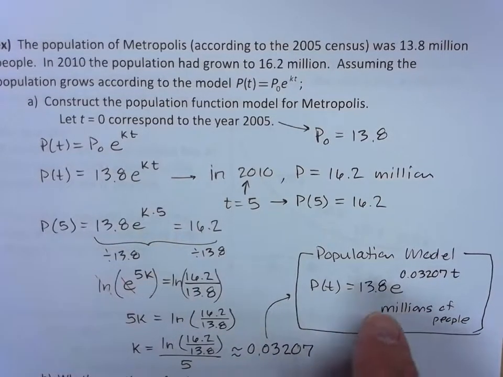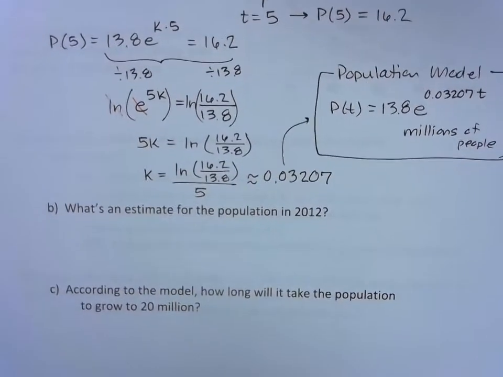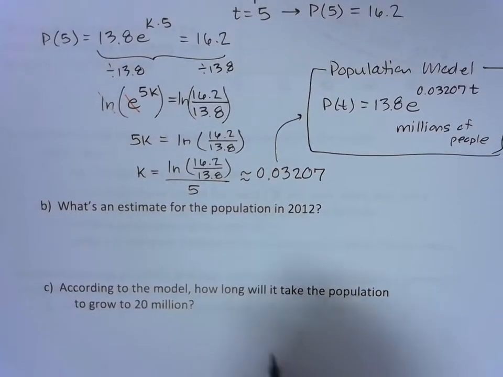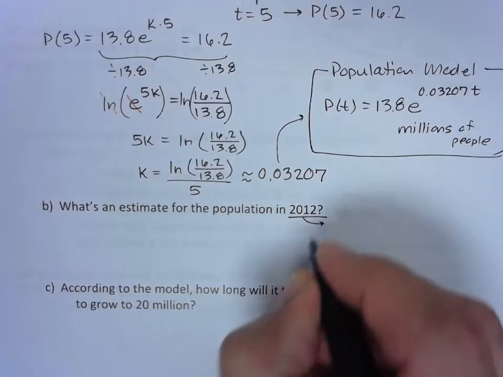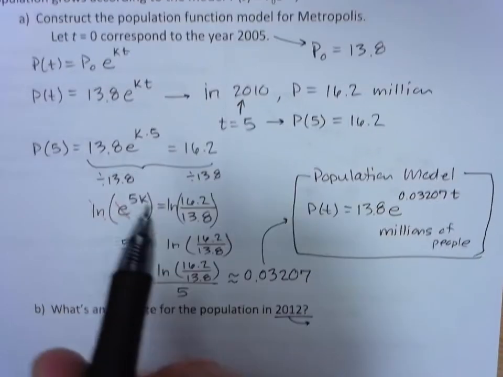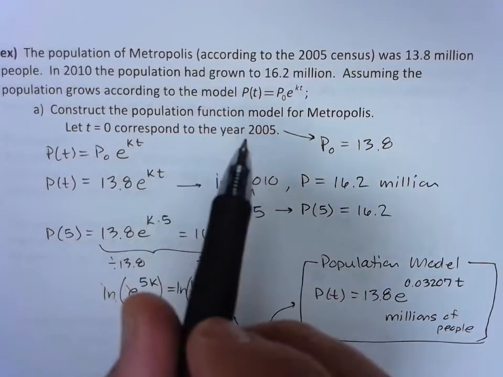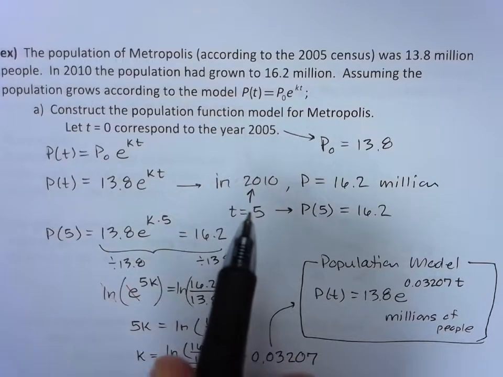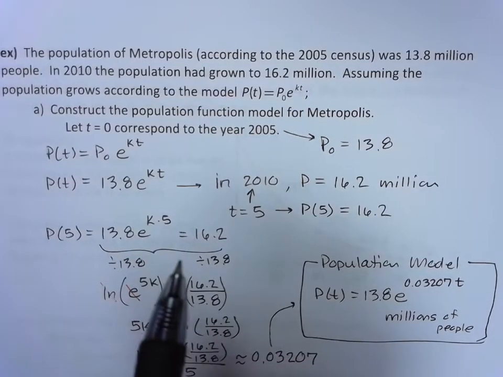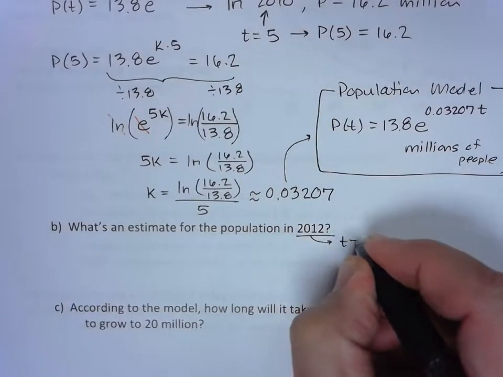Okay, so using this model, let's go ahead and estimate what the population would have been in the year 2012. Keep in mind your t-value needs to correspond to the time it's been since 2005. t equals 0 is 2005. t equals 5 was 2010. So therefore, 2012 will correspond to t equals 7.